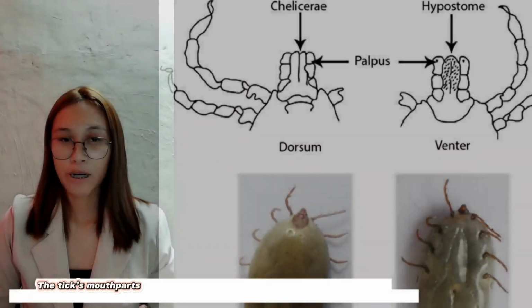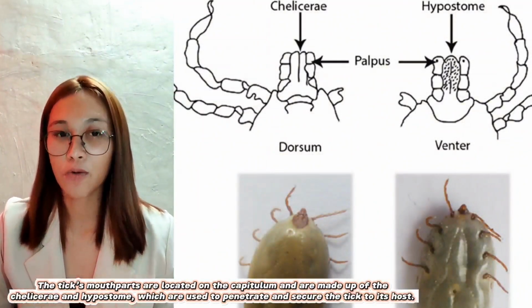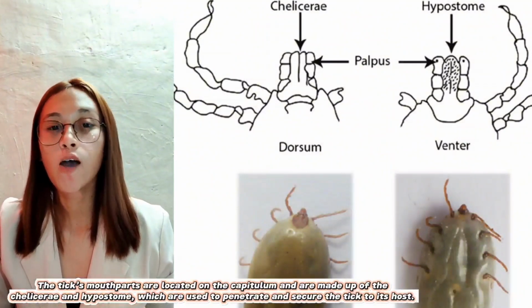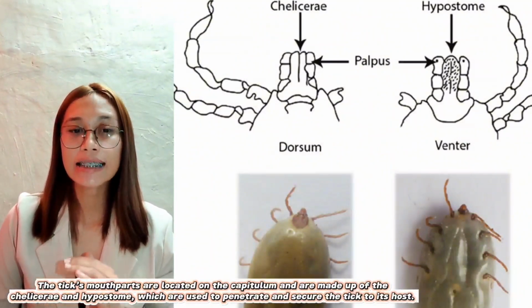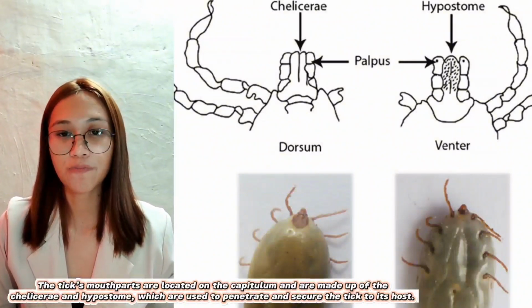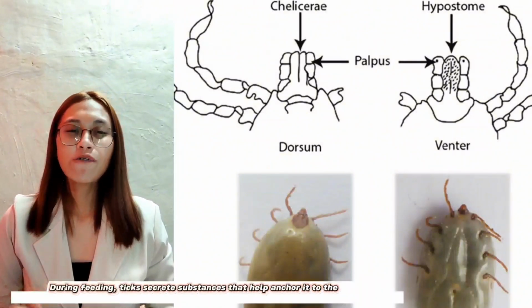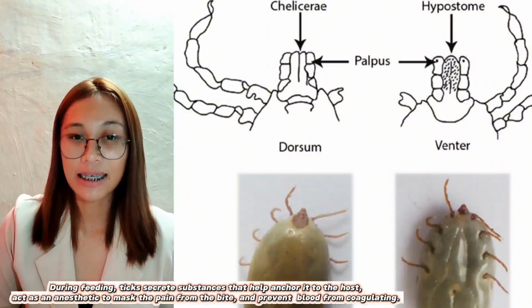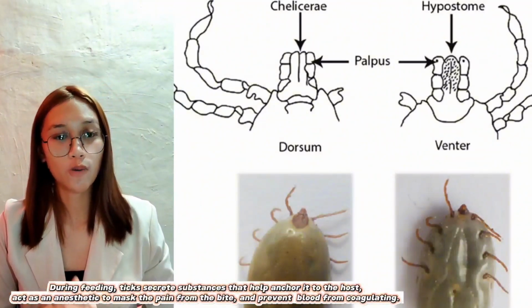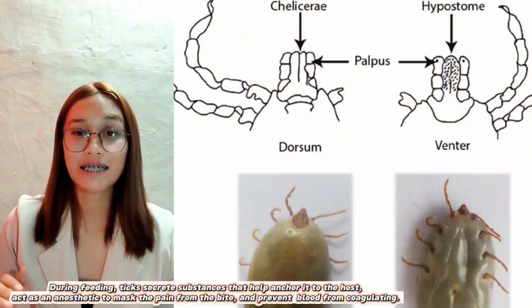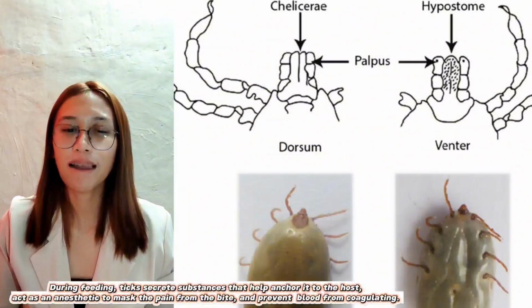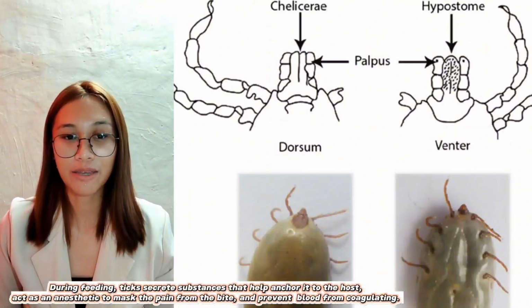The tick's mouth parts are located on the capitulum and are made up of the chelicerae and hypostome, which are used to penetrate and secure the tick to its host. During feeding, ticks secrete substances that help anchor it to the host and act as an anesthetic to mask the pain from the bite and prevent blood from coagulating.